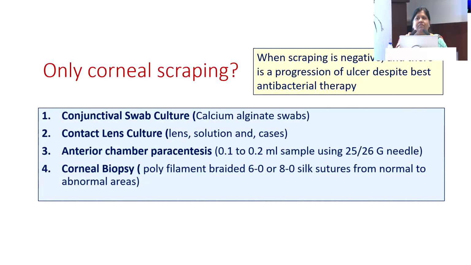Contact lens cultures are very, very important for contact lens users. The lens, the solution and cases, everything should be cultured. Anterior chamber paracentesis can be done for very thick exudates. We have done and identified Nocardia through anterior chamber paracentesis culture. Corneal biopsy can be done in very extreme cases if nothing is growing, particularly deep fungal abscesses. Usually a 6 or 8 cell suture is passed from the normal to abnormal area, and that is sent for culture.